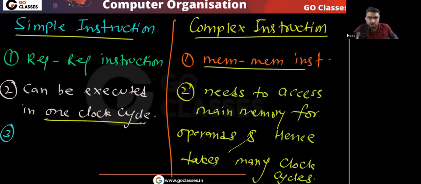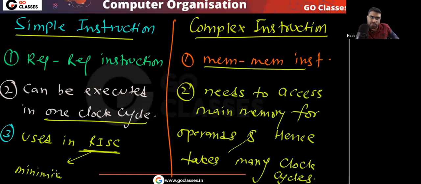See, the focus of RISC is on execution time. So you can see they are used in a RISC computer because the focus is on execution time, right? RISC means minimize execution time. Agree with me? So simple instructions will be used in RISC.